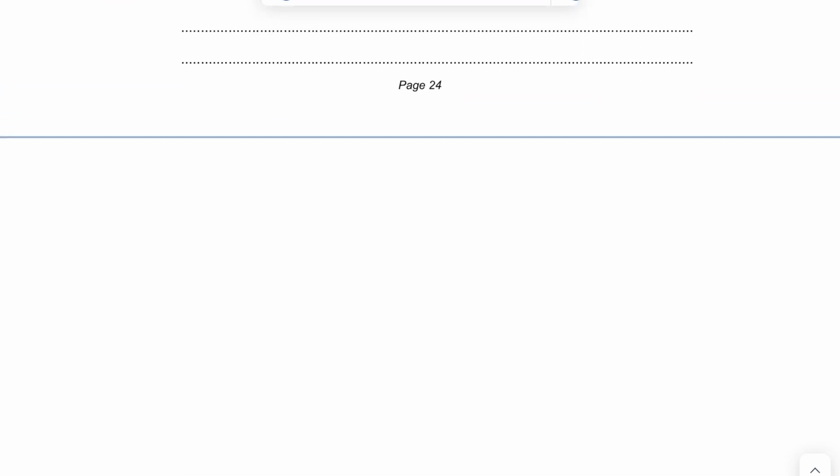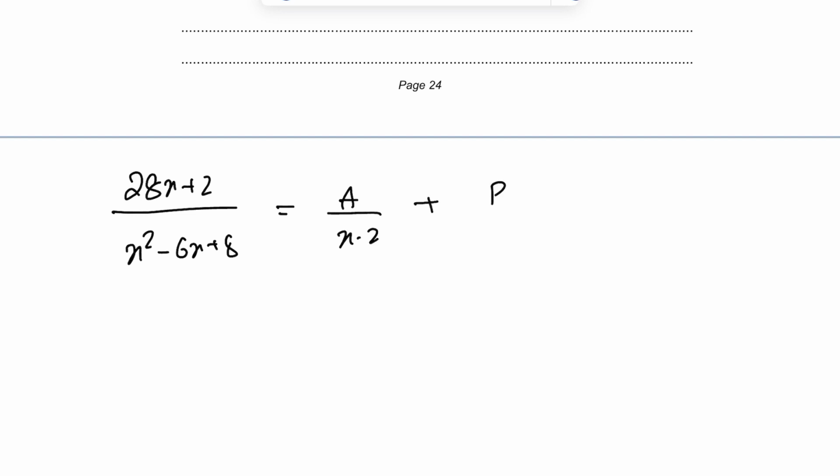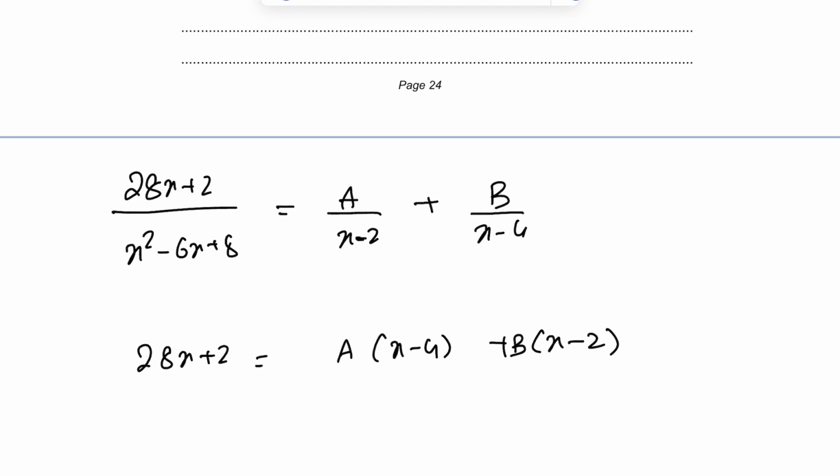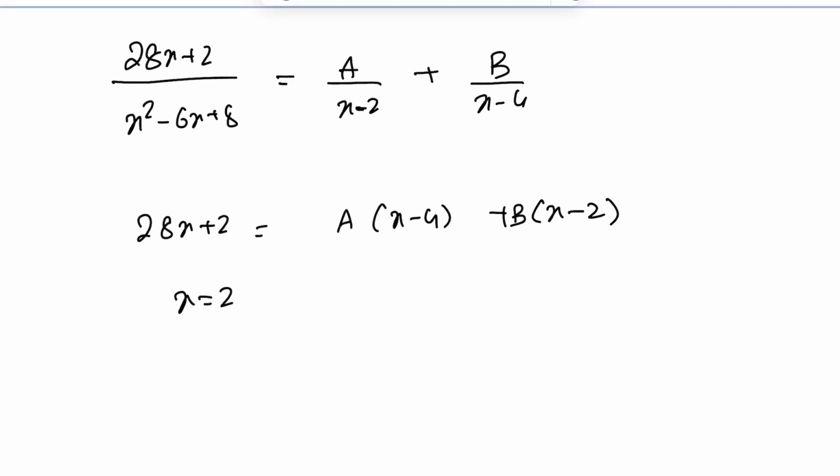Next, we obtain the partial fractions. 28x plus 2 divided by x square minus 6x plus 8 equals a upon x minus 2 plus b upon x minus 4. So 28x plus 2 equals a times x minus 4 plus b times x minus 2. Plug in x equals 2. 56 plus 2, 58 equals negative 2a. a equals negative 29.